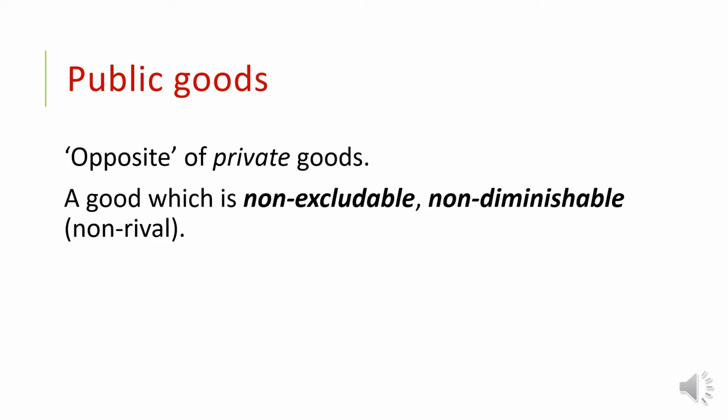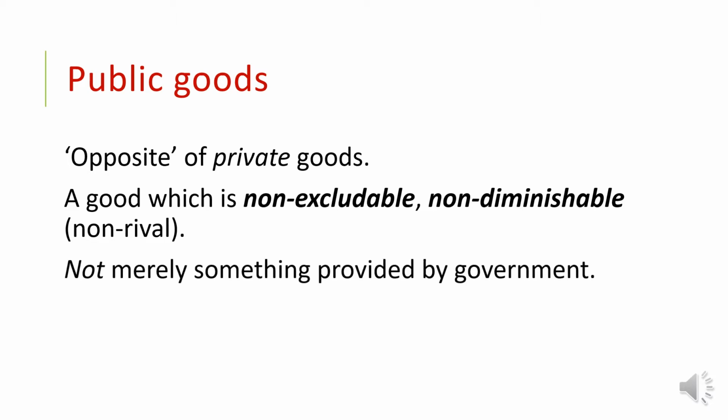So this is a good where if it is supplied or comes into existence, no one can be excluded from enjoying the benefits of it. And also, as more people use an existing public good, that good doesn't diminish in quantity with use. So it's not merely something which is provided by the government. That's not what we mean by public good. Our definition of a public good is this technical definition of something which is non-excludable and non-diminishable.